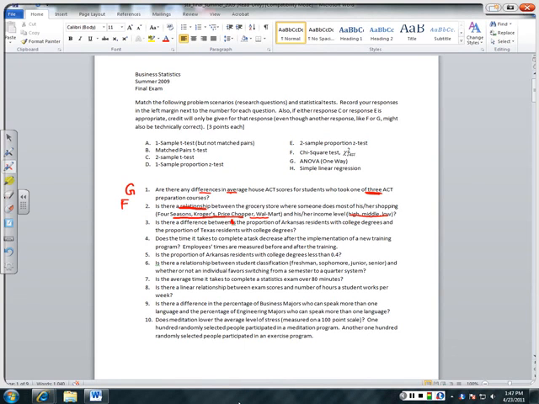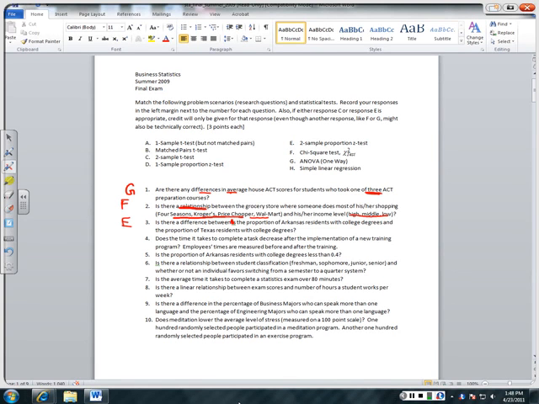Okay, so is there a difference between the proportion of Arkansas residents with college degrees and the proportion of Texas residents with college degrees? So we're looking at proportions, and there's 2 groups. The groups are Arkansas residents and Texas residents. So with 2 proportions and 2 groups, we are looking at a 2-proportion z-test.